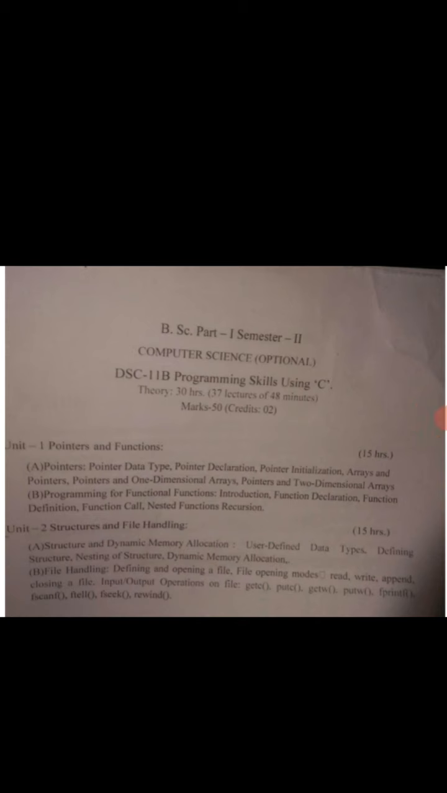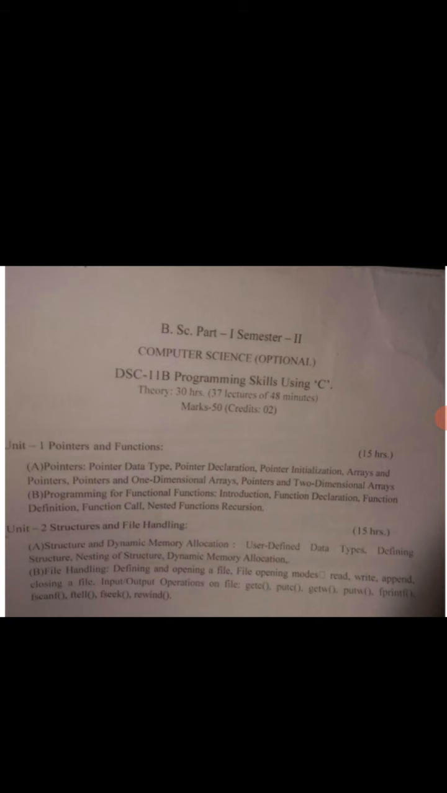Hello students, in this video lecture I am going to discuss the syllabus of BSc Part 1, Semester 2, Computer Science. The subject code is DSC 11B and the subject name is Programming Skills using C. There are two units. Unit 1 contains pointers and functions. Unit 2 is structures and file handling.